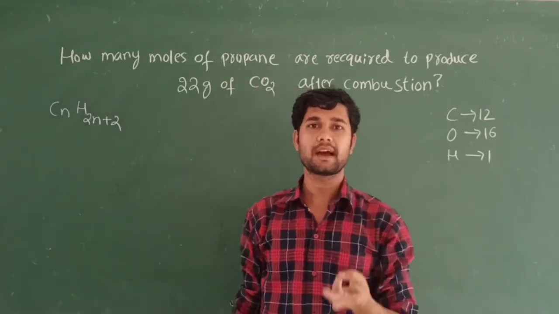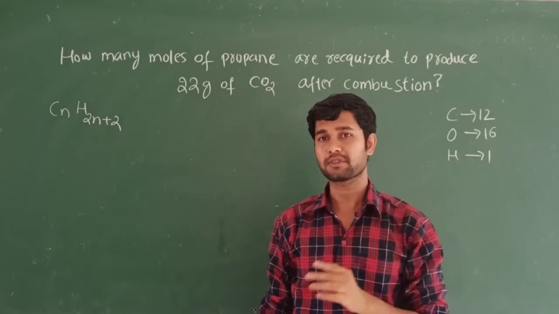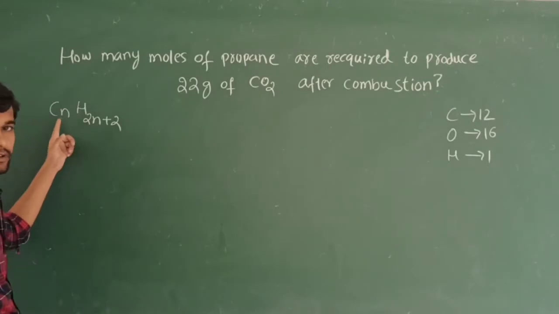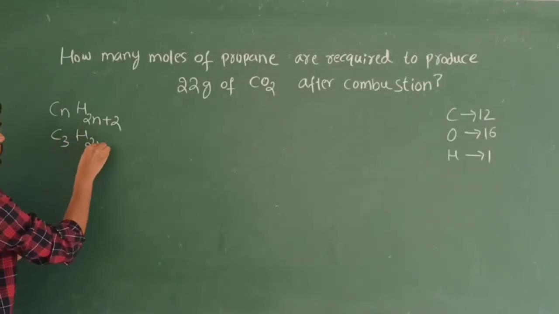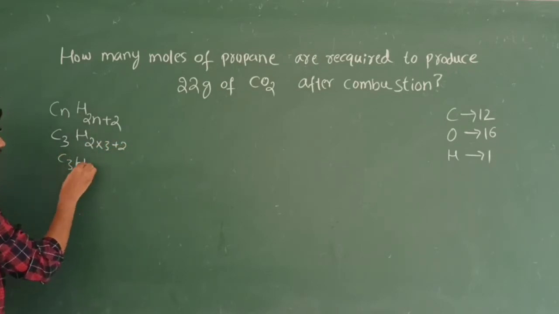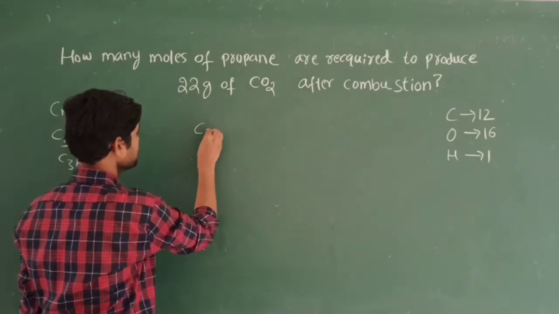He has asked propane. Propane means 3 carbon atoms, butane means 4 carbon atoms, pentane 5 carbon atoms. Here he has asked propane, so you should substitute n equal to 3. C3 and H2 into 3 plus 2, so that gives rise to C3H8. So the formula of propane is C3H8.